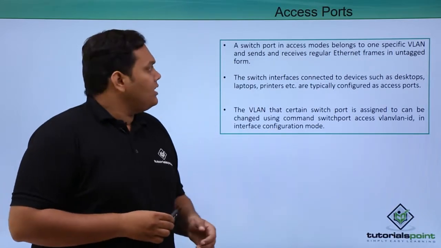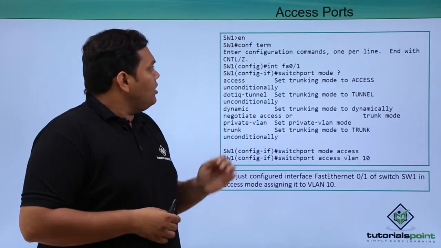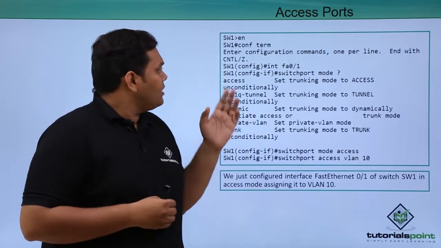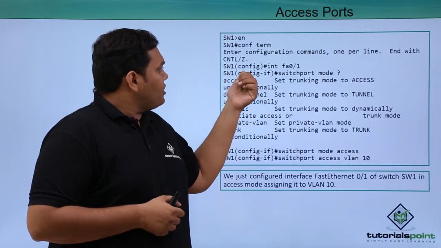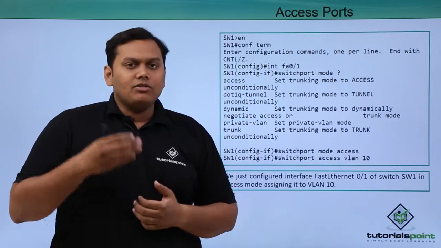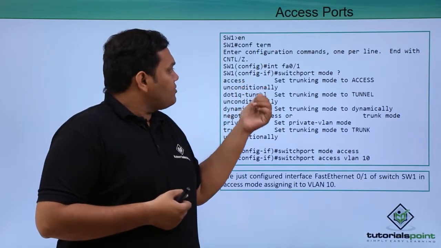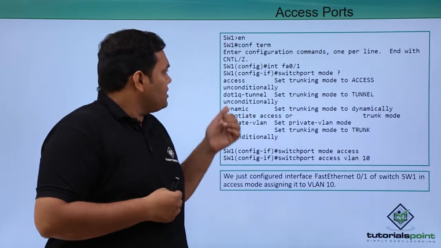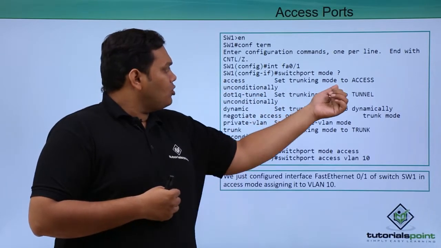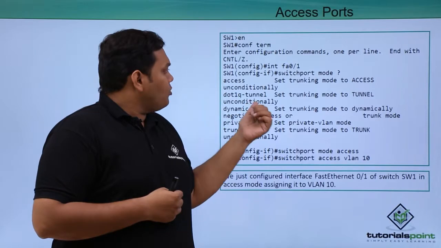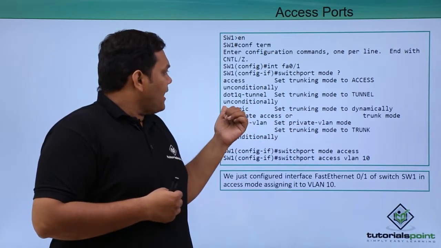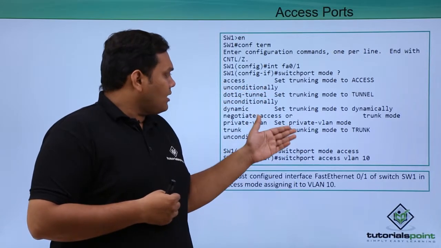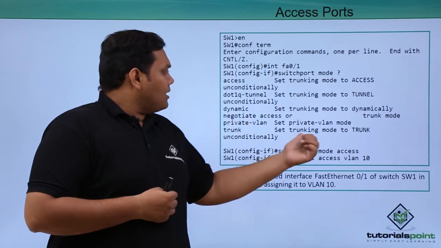You see the configuration clearly. We enter enable mode and configure terminal: enter configuration commands, one per line, end with Control-Z. In configuration mode, interface FA0/1, and in the interface mode, switchport mode ? This gives all the modes available. Access mode sets trunking mode to access unconditionally. Tunnel mode sets trunking mode to tunnel. Dynamic mode sets trunking mode to dynamic. We also have private VLAN mode and the trunk unconditional mode.